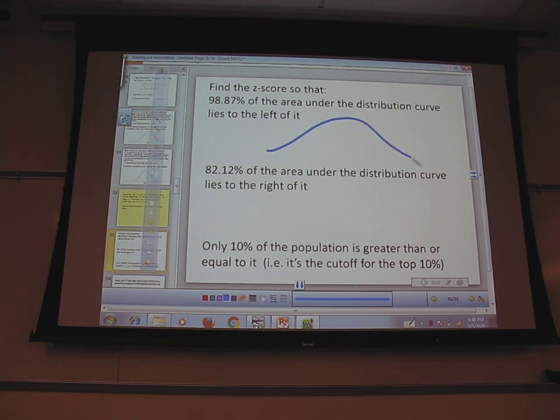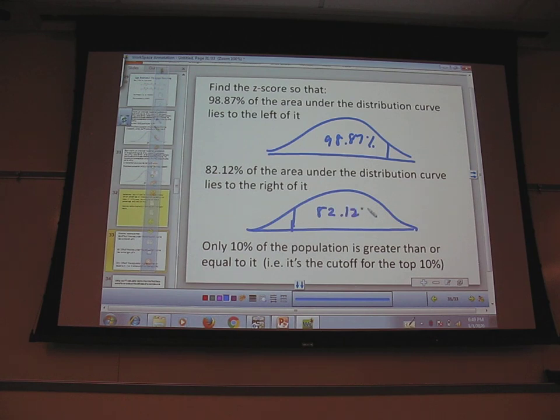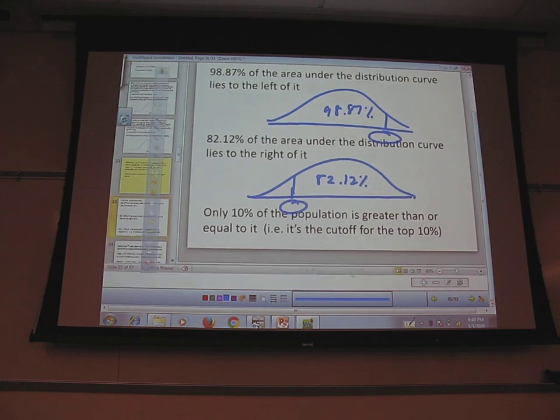Right, so 98.87% lies to the left of it. So in other words, this is 98.87%. Or this amount lies to the right of it. So here's the, I want to find this z-score where this is 82.12%. Find that z-score. Or find the z-score where this is 10% here. Find that z-score. So that's what we're looking at.